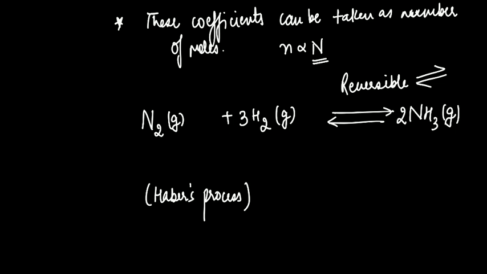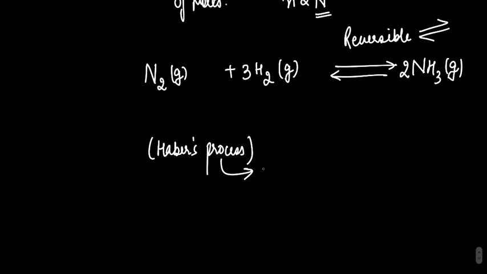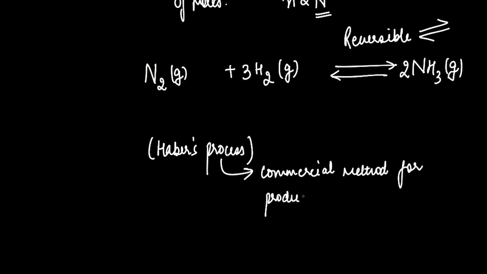Now moving ahead, I call this equation the famous Haber's process. Haber's process is a commercial method for production of ammonia. So industrially, how do we produce ammonia? That is with the help of this equation. Now this might be very complex when it comes to practical terms industrially, but yes, this one equation is very important for us.